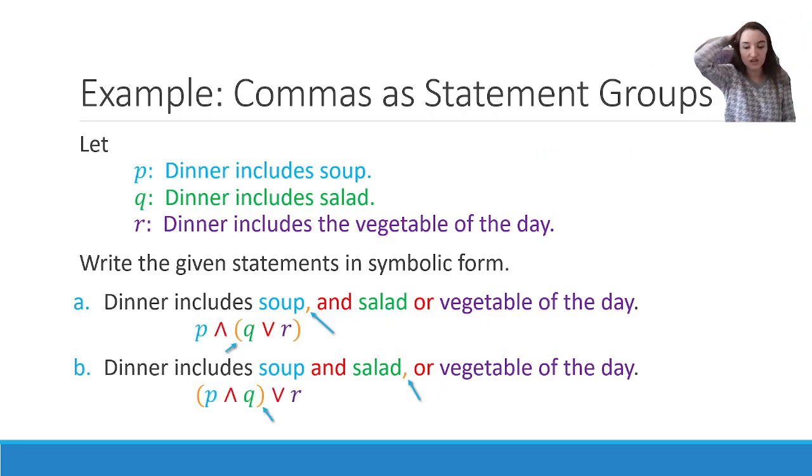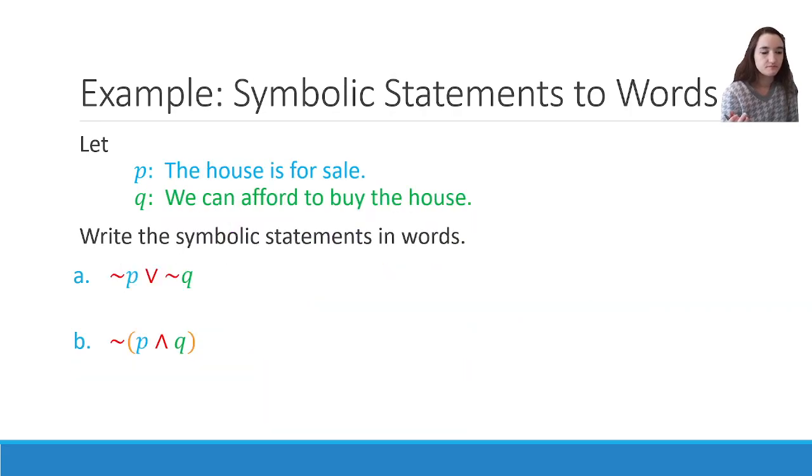So here it is in nice colors for anybody who wants to see it like that. All right. So here we have an example where we are going to now translate from the symbols. So if I'm giving you that P is the house is for sale, and I'm giving you that Q is we can afford to buy the house, we want to write the statements in words.